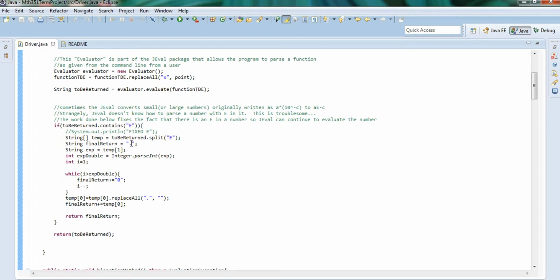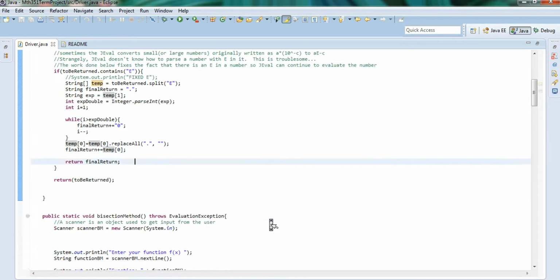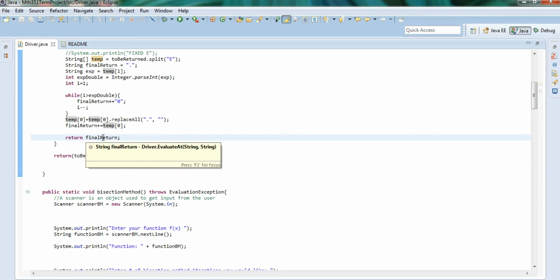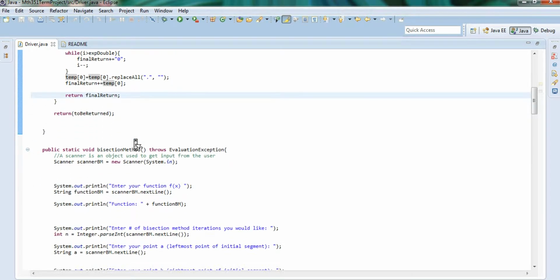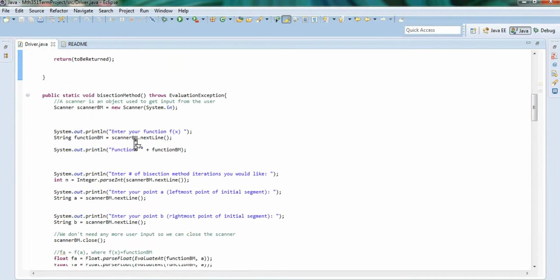So this while loop builds the string in the proper format by using an array list that splits the string upon the E. And then we have a while loop to add the proper amount of zeros. So we return it either here or here, depending on if we needed to fix the string. And so here's the bisection method.